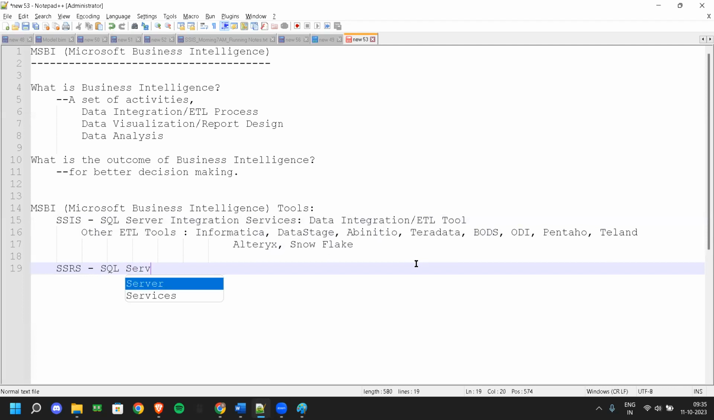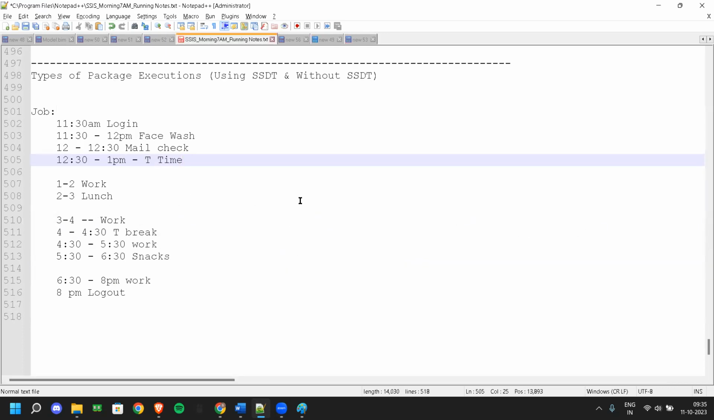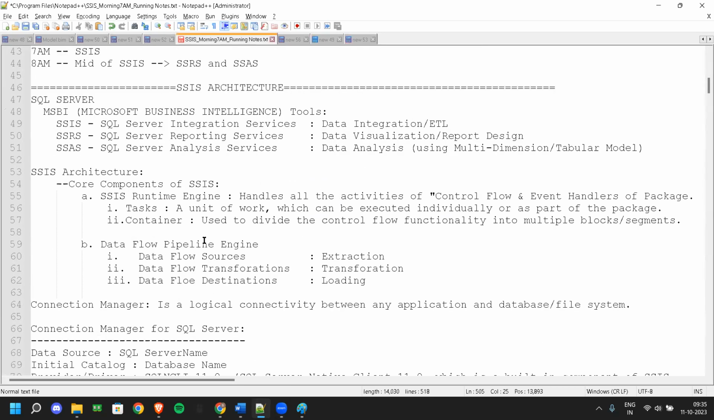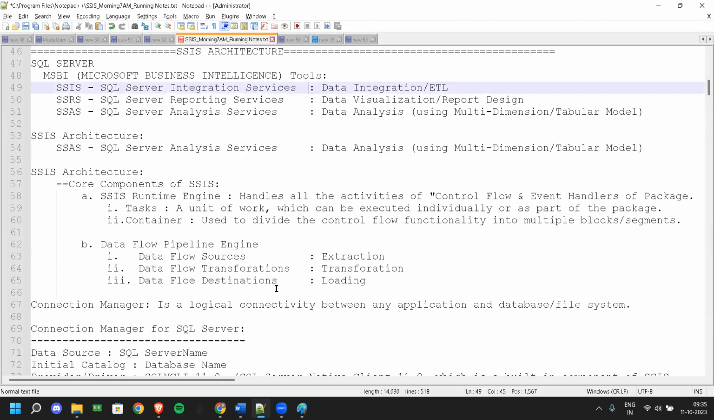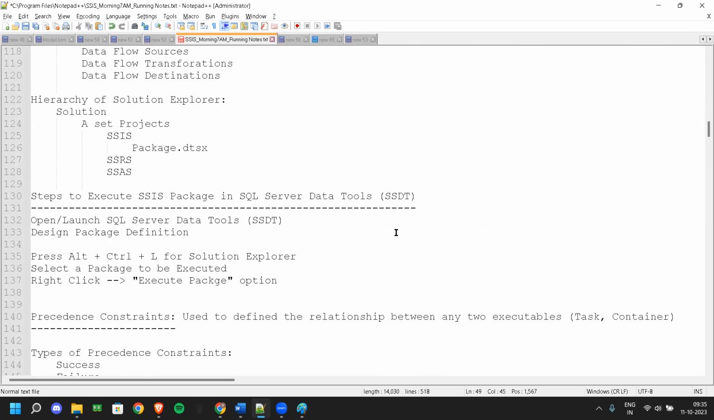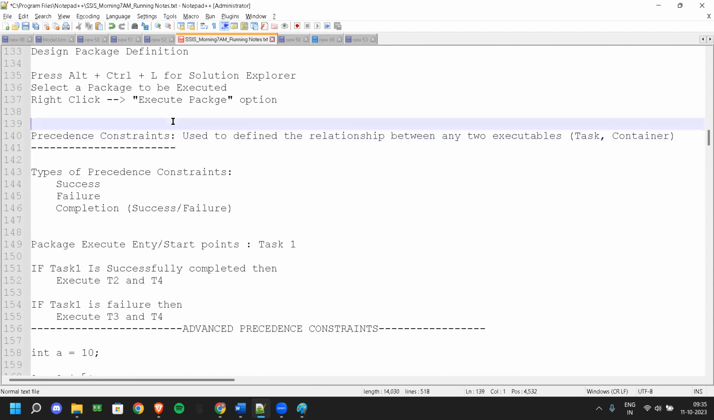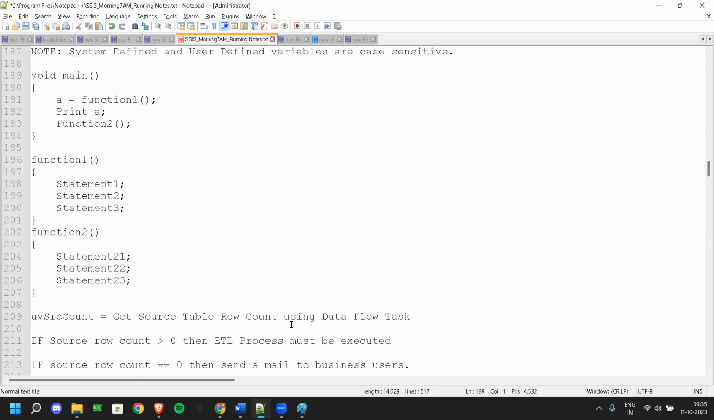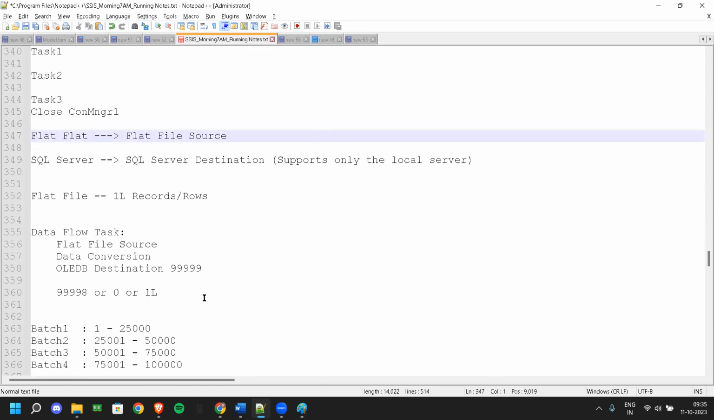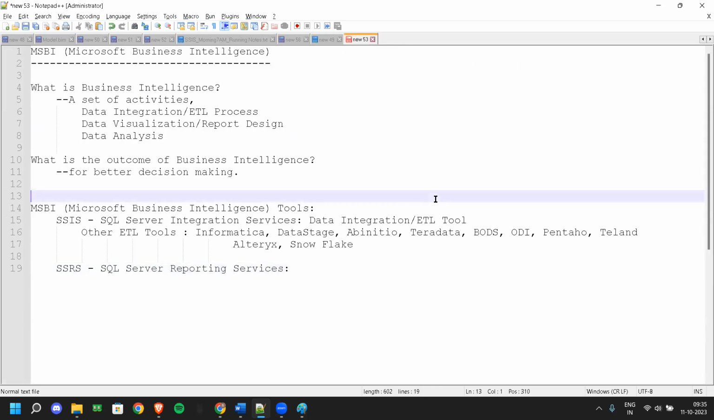SSRS, SQL Server Reporting Services. This is how I maintain the notes for every batch. This is the 7 a.m. batch. I upload it to Google Drive, starting from your session, then the SSIS architecture, and then these running notes. This is very useful for you guys when you go through things. Recording sessions, everything we discuss, you can find in the running notes, which I upload to Google Drive on a daily basis.